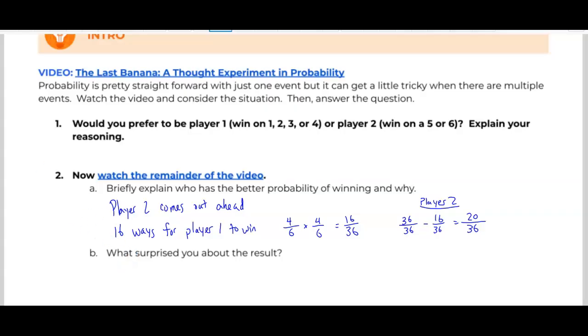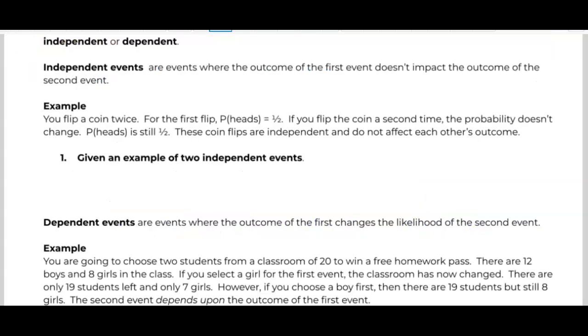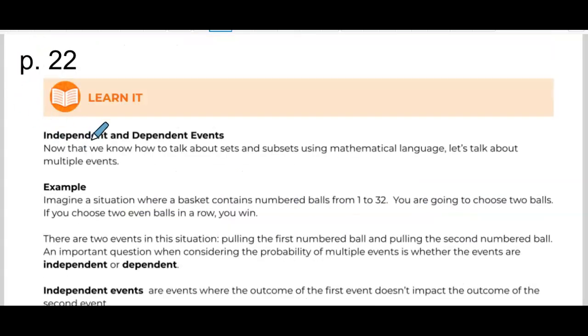All right, let's go over to page 22 and look there. So we are dealing with some definitions here, independent and dependent events. We know how to talk about sets and subsets using mathematical language. Let's look at multiple events. So here's a situation where a basket contains numbered balls from 1 to 32, kind of like a lottery. You're going to choose 2. If you choose 2 even balls in a row, you win.